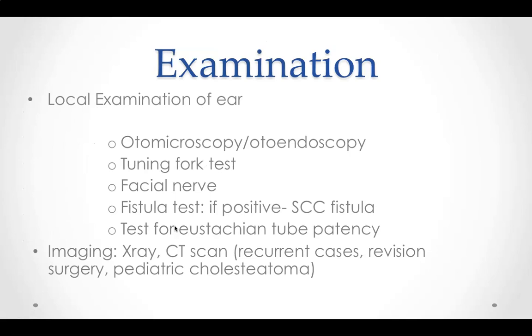Now, on examination, we will do otomicroscopy and otoendoscopy. Then we have to do tuning fork test, facial nerve test, and fistula test. If the fistula test is positive, then we should suspect semicircular canal fistula. We have to even test for eustachian tube patency. Apart from that, we should do X-ray and CT scan. Sometimes we do MRI also, but that's not important for you guys.